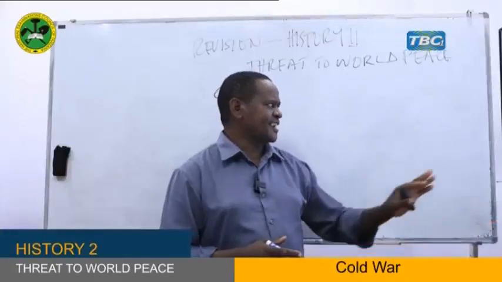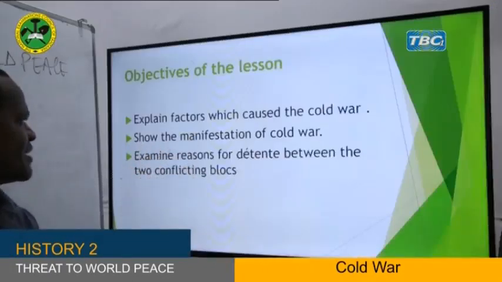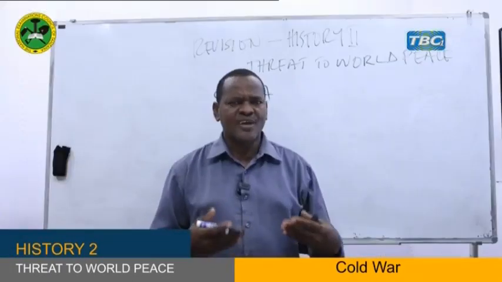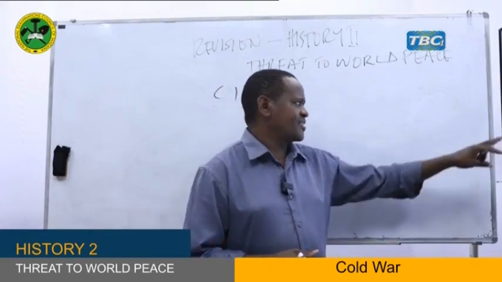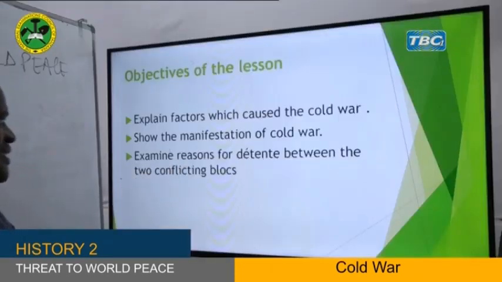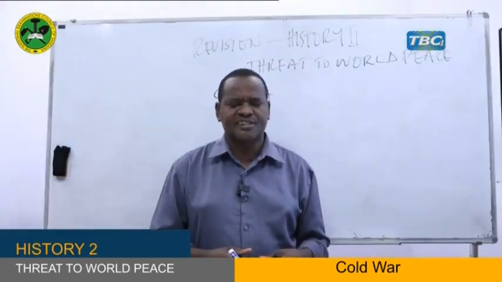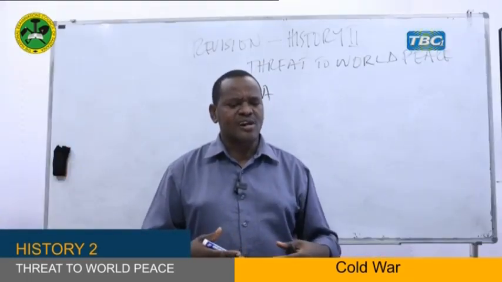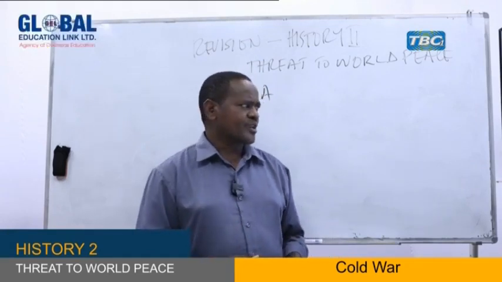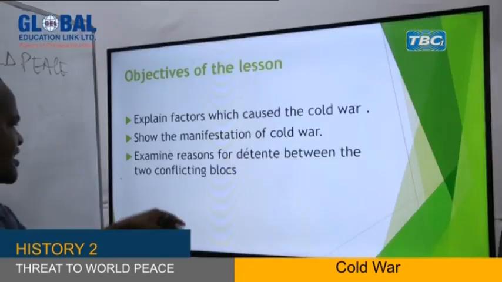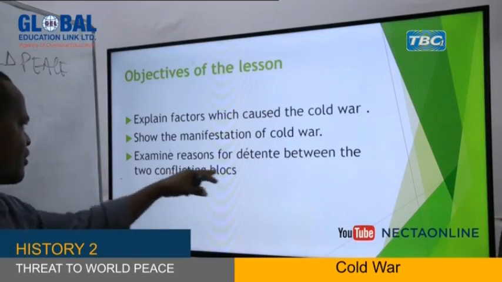First objective. The second objective is to show the manifestation of Cold War, how that Cold War was implemented. And the third is to examine the reasons for detente between the two conflicting blocs. Detente, we're going to see it in detail, but it means the collapse or the reduction of Cold War. What were the factors for the reduction or the ending of Cold War?